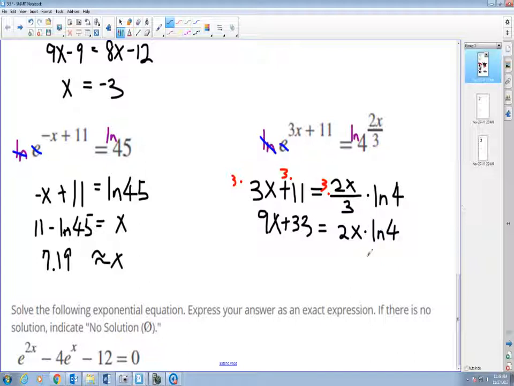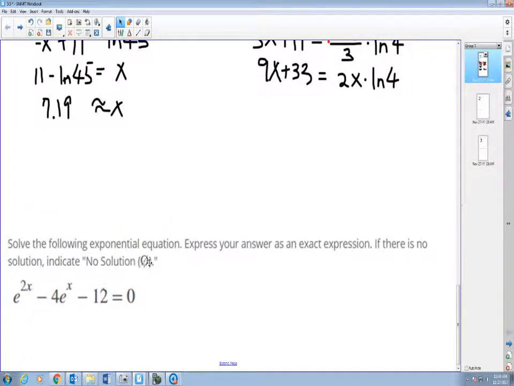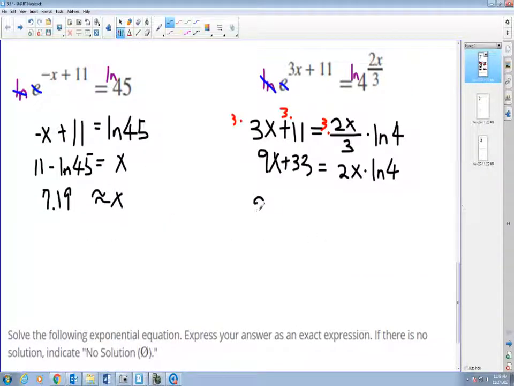Okay, so this term contains a variable x, so I will move this term over here. Move the positive 3 to the other side, because I want to get my variable term by itself. So that will be 9x, still 9x, positive 2x times natural log of 4 come over here, become negative 2x times natural log of 4, equals positive 33 go over, become negative 33. Alright, so now I got my variable terms together.